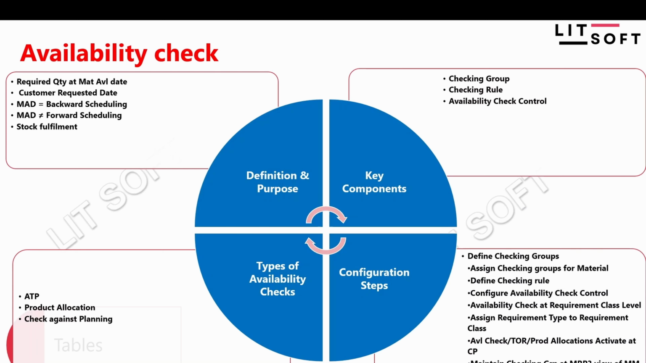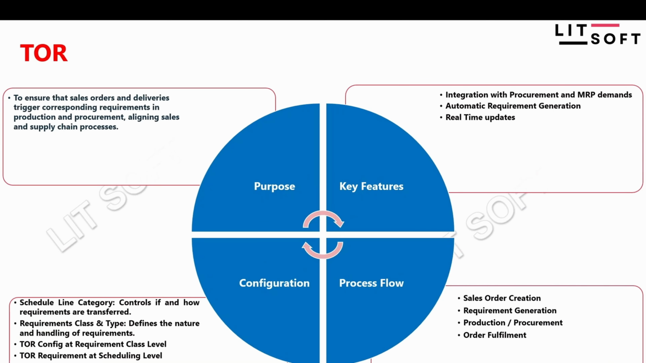Okay, so what do you know about availability? These are the things: checking group, checking rule, and all this stuff. And okay, what is backward scheduling? What is forward scheduling? And okay, what are the allocations? Are there requirement class, and all these, and the schedule lines. Okay, so these are the areas, components, elements which are there in the availability check.